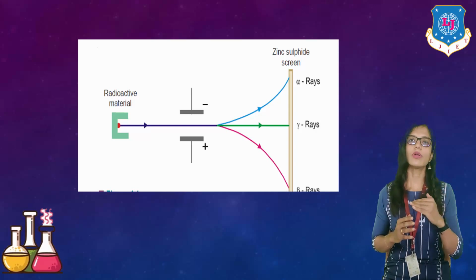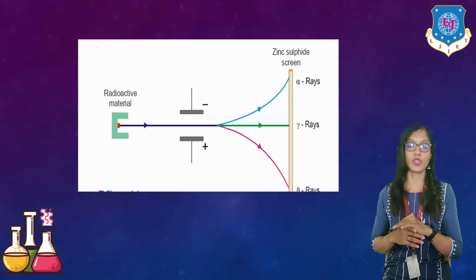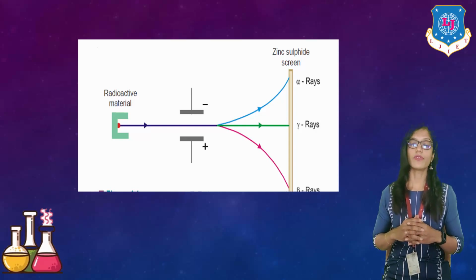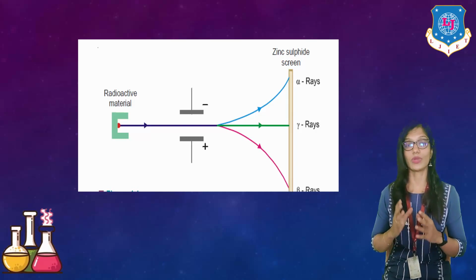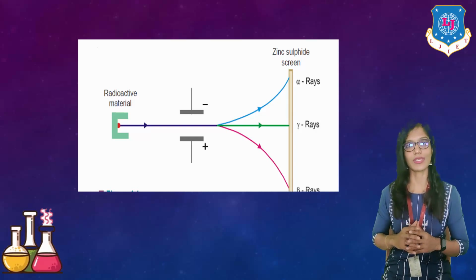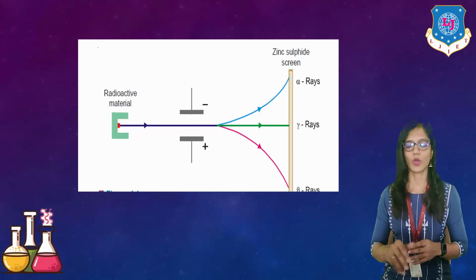Now the third wave, which is neutral in nature, will go directly to the zinc sulfide screen, and is known as gamma rays. So Rutherford did this experiment and proved that there are actually three different types of radiations present.